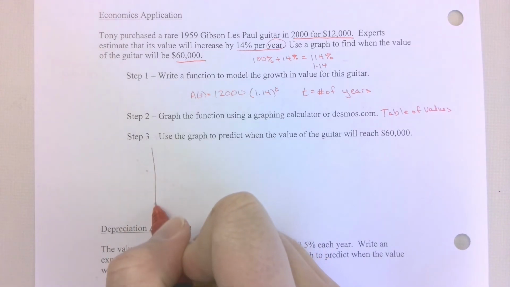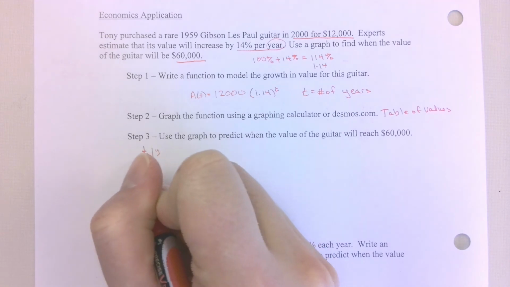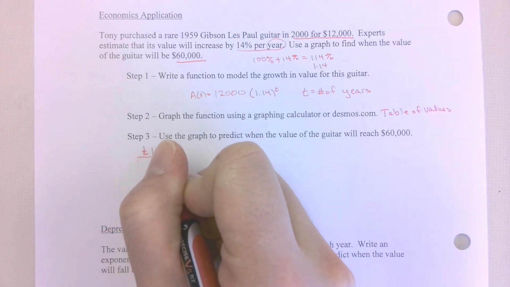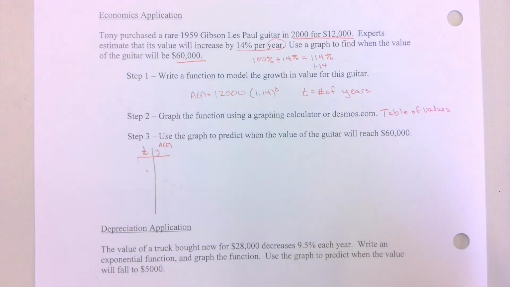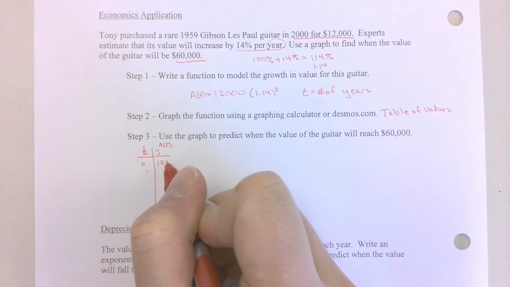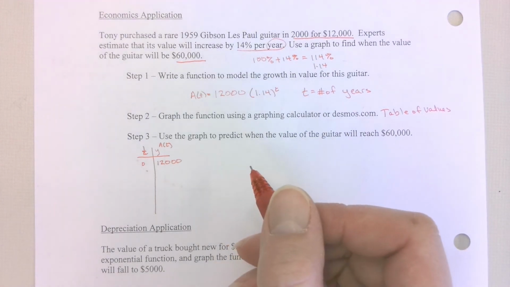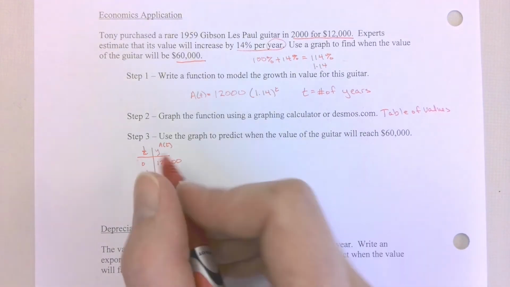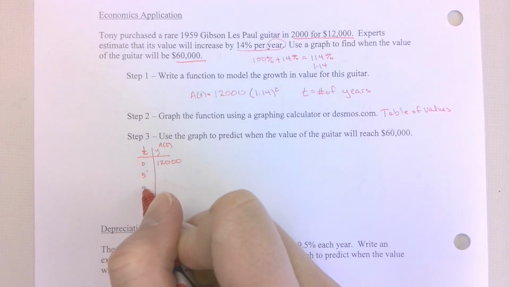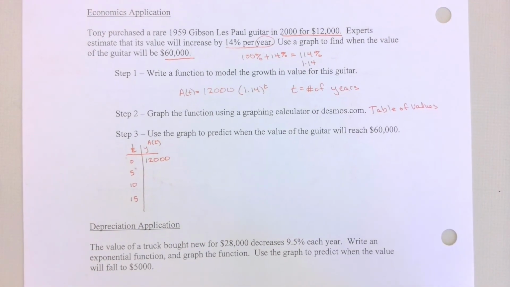So I'm going to go ahead and make an XY chart here, or in my case T and Y, which is the same as A of T. And I know in year 0 that my guitar is going to still be worth $12,000. So I'm going to go ahead and jump a couple of times. So I'm going to try 5 years, 10 years, 15 years. I'm going to jump and just see where I'm at.